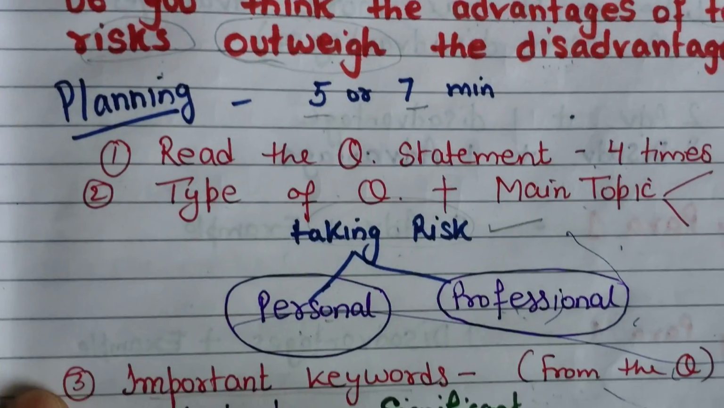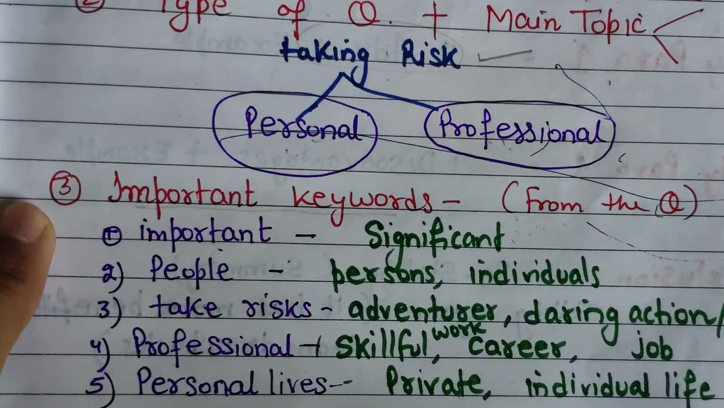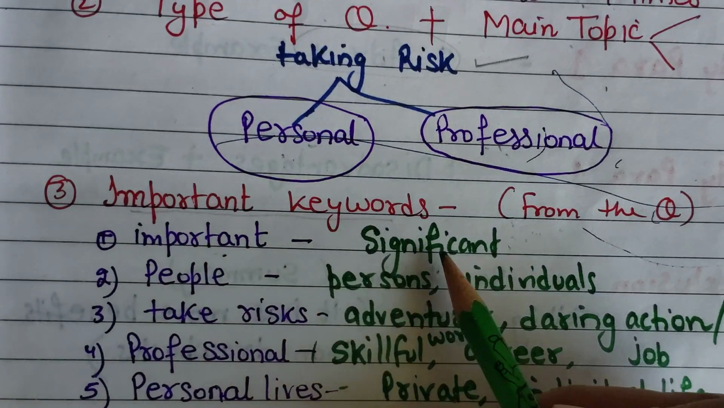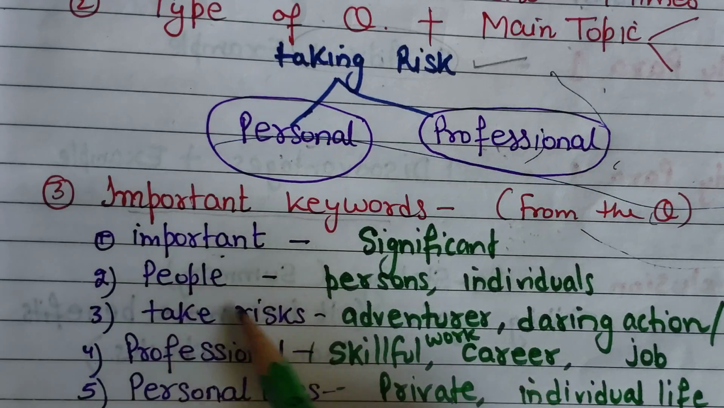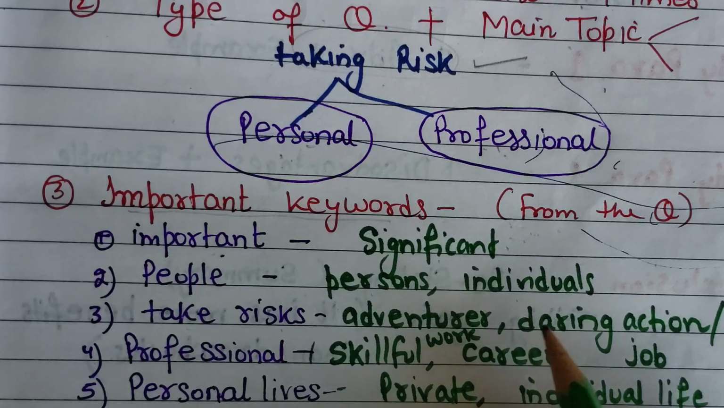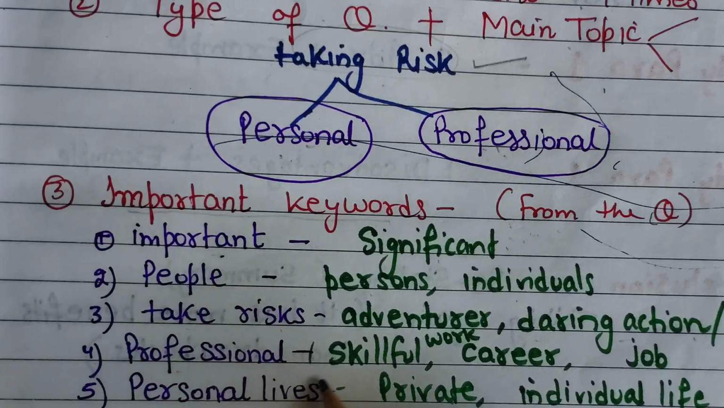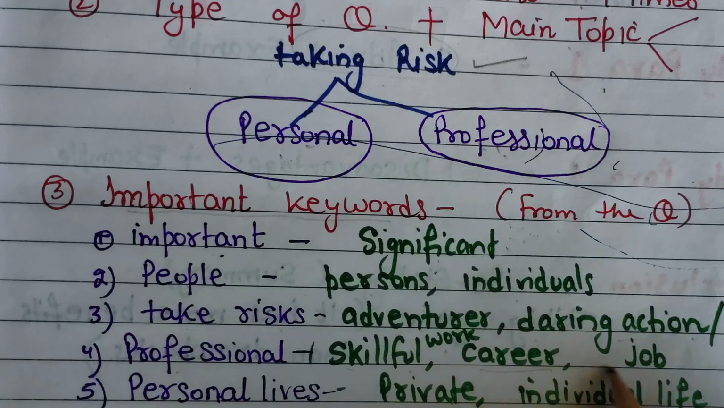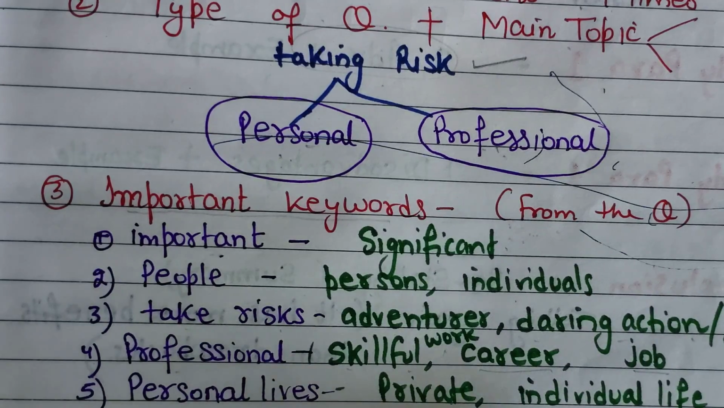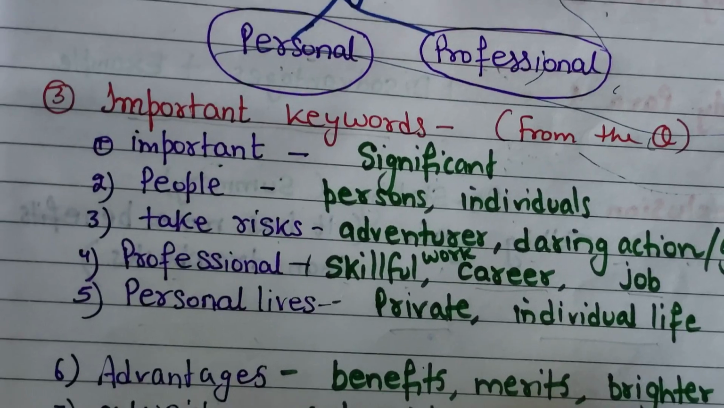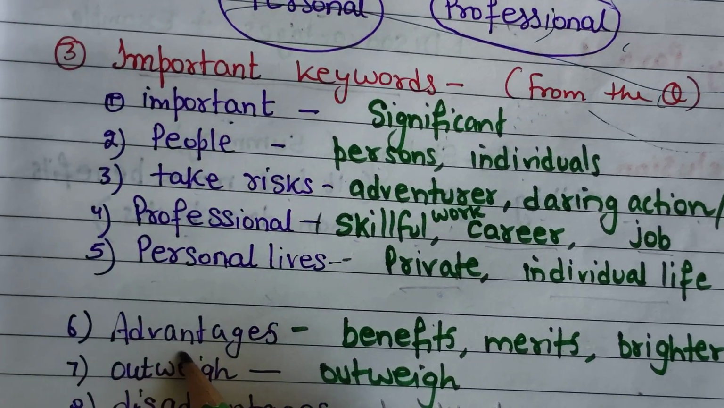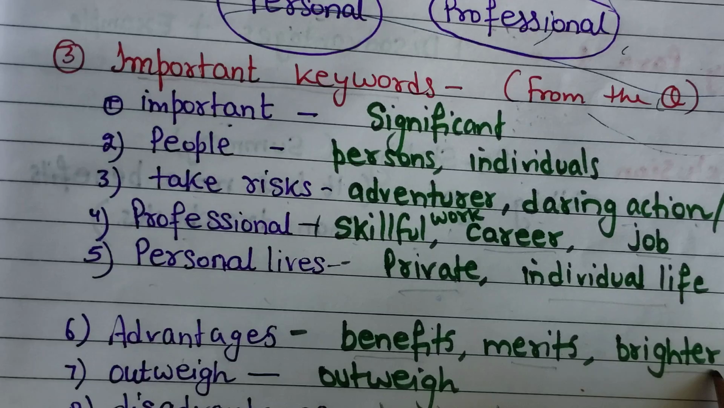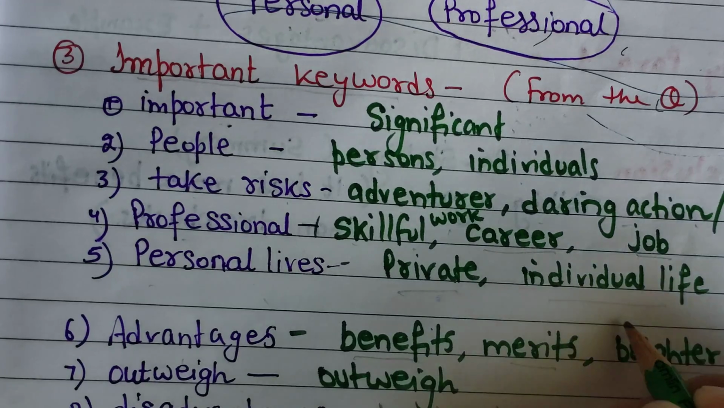Okay, so now I have written these words, you can have a look. Important, significant; you can write people, persons, individuals. Take risk: adventurous activities, daring action or gambling kind of thing. Professional: skillful workers, skillful work or anything you can write. Career or jobs. Personal life: private and individual life. And of course, in another question, for advantages you can write benefits, merits, brighter side, positive side also.